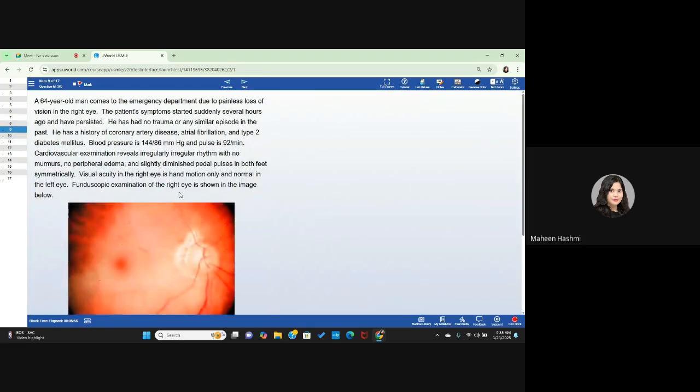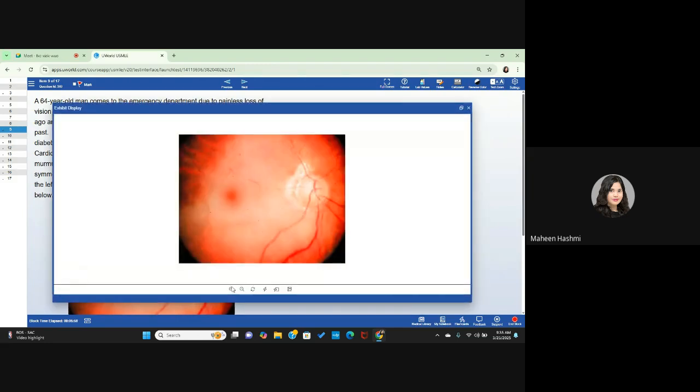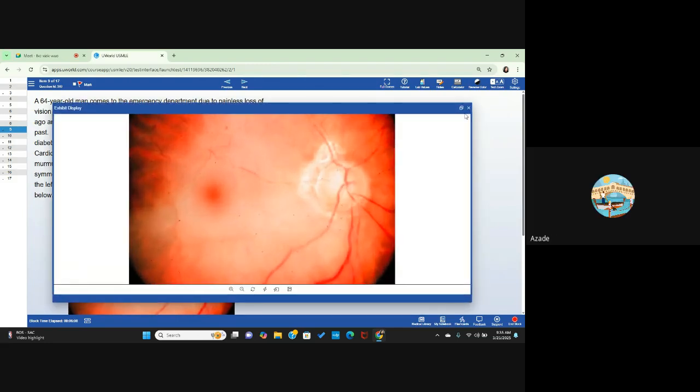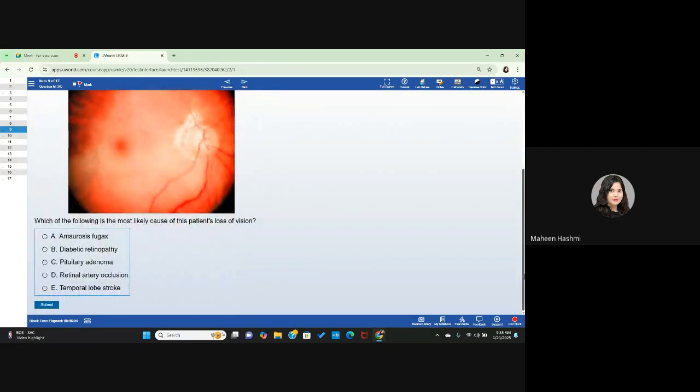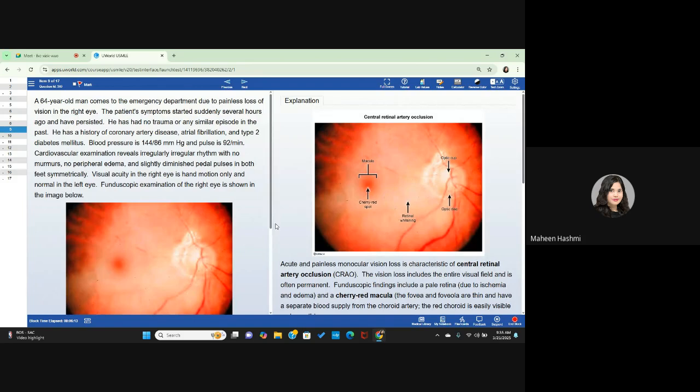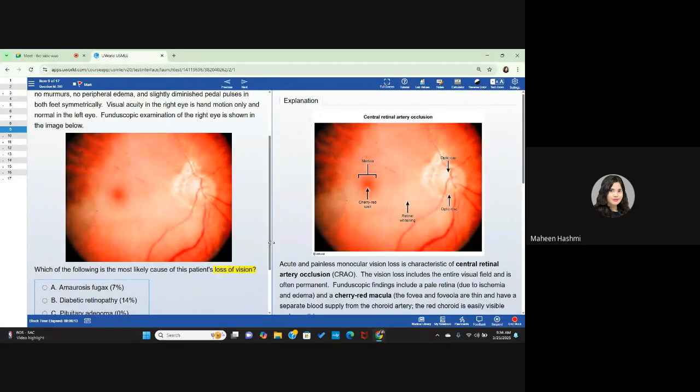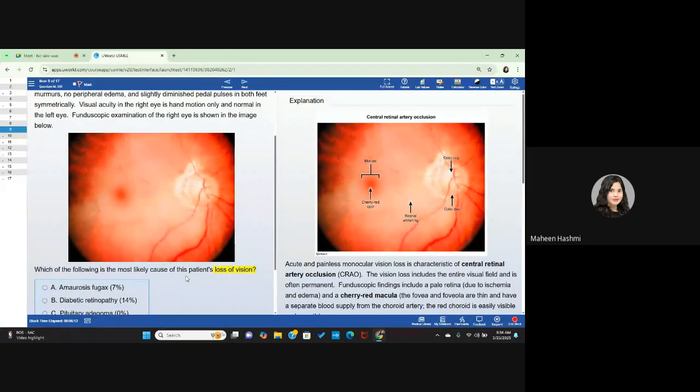Okay, what is this? We talked about this. Cherry red spots. CRAO, very good. No need to read the upper portion. Which of the following is the most likely cause of the patient's loss of vision? Central retinal artery occlusion. We know about that. This is why I help you focus on the pictures: we saw the picture, said CRAO, and move on to the next question. This helps you save your time.